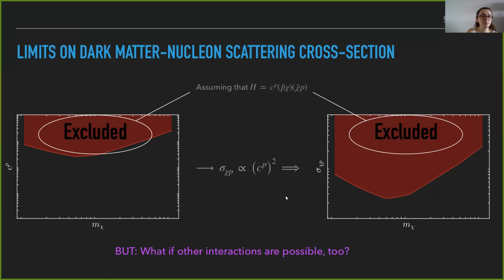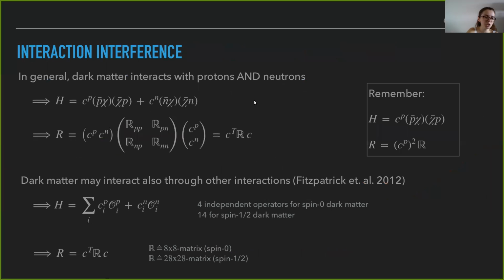But of course, we have to keep in mind that those limits were obtained by assuming this interaction Hamiltonian. But the question might arise, what if other interactions are possible too? Here we assume that dark matter only couples to protons, but in general, dark matter couples to protons and neutrons. So to make this assumption a bit more general, we extend the interaction Hamiltonian from before by this part. So now we have the coupling between protons and dark matter and neutrons and dark matter.